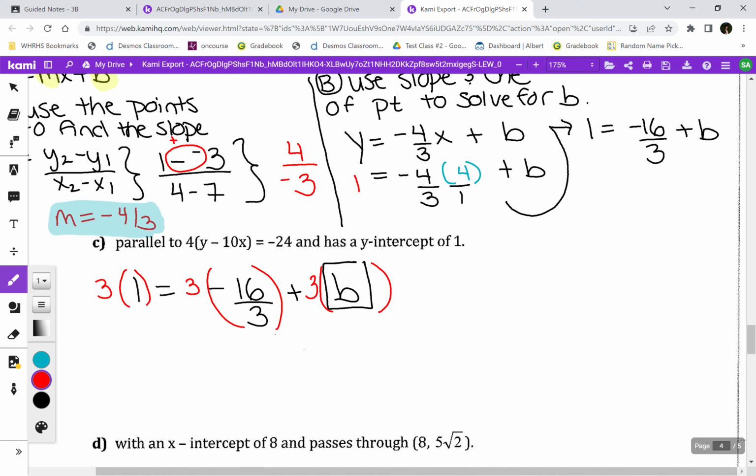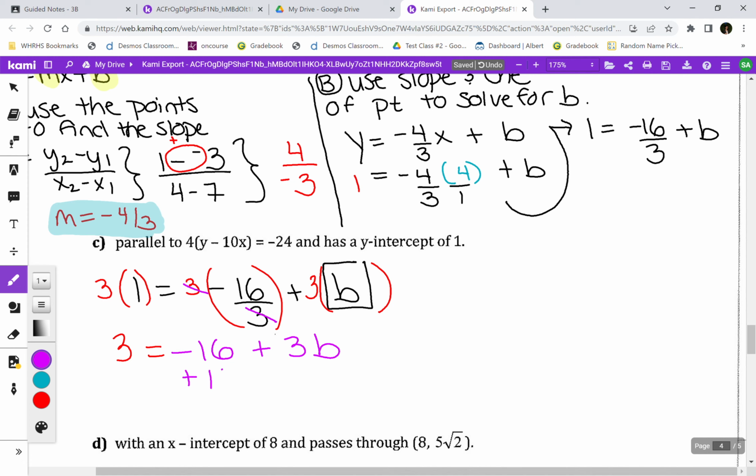So everything gets multiplied by 3. So now I'm going to get 3 times 1 is 3. These 3's cancel, so then I'm left with negative 16. And then 3 times b is just 3b. Do we know how to solve this now?